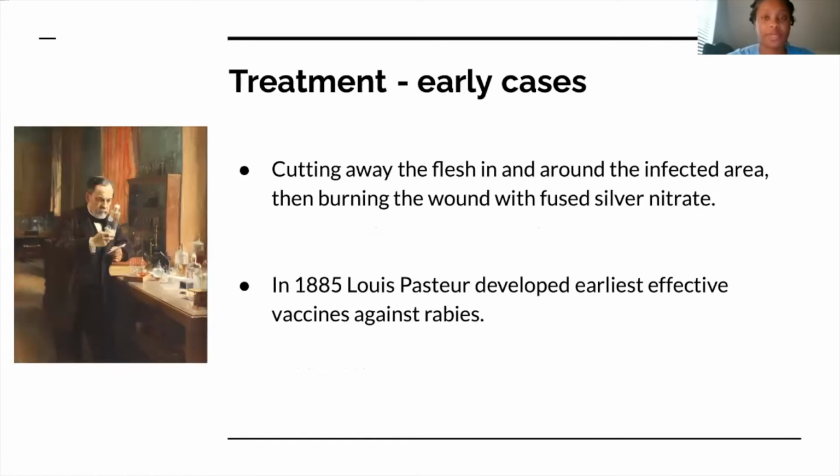So treatment for rabies has differed over the years. In the early cases, before improvements in medicine and antibiotics occurred, cutting away the flesh in and around the infected area and then burning the wound with fused silver nitrate was a common practice known as cauterization. It was performed because antibiotics and improved medical methods weren't around. And this was before Louis Pasteur developed the first effective vaccine against rabies in 1885.